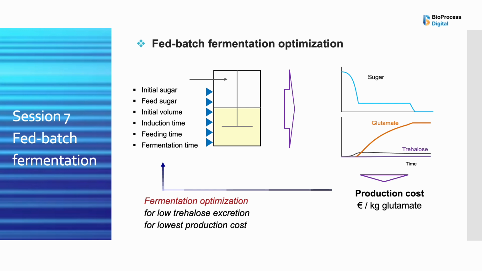In Session 7, you will use the simulation model to operate the fermentation in a fed batch mode. After partially filling the fermenter and starting with an initial batch, the sugar feeding will be controlled to maintain a low sugar concentration inside the fermenter. The fed batch fermentation under sugar limitations will be optimized to achieve a significant reduction in the excretion of trehalose and the lowest possible glutamate production cost.